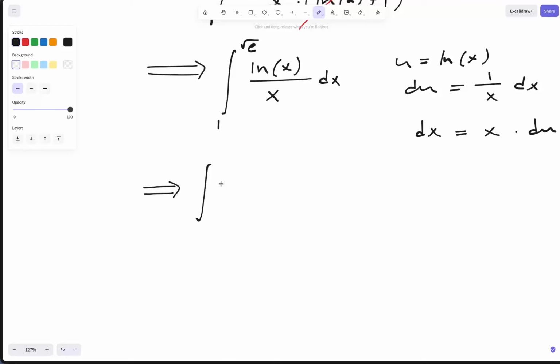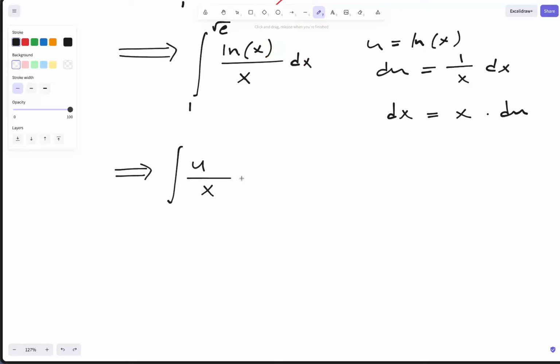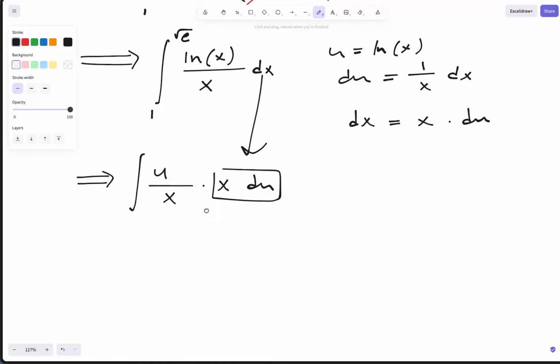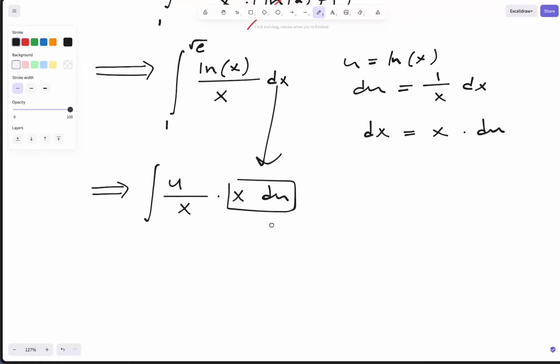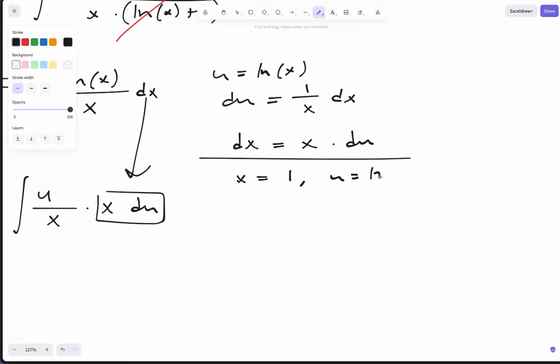But what's going to happen is going to be u over x, because the natural log is u, and then we'll do times x du. So this became that. And now we fill in our bounds. So what we're going to do is just get the value of u when x takes on each value. So when x is equal to 1, u is equal to the natural log of 1, which is equal to 0.